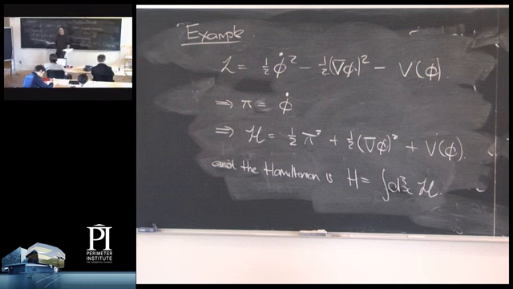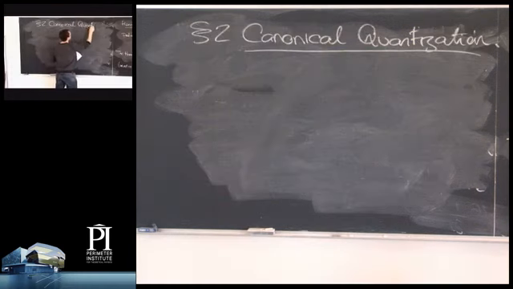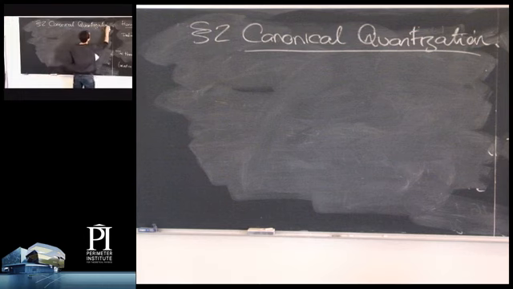So now we're going to turn to quantum field theory. From now on, h bar is equal to 1 instead of 0. Okay, so this is section 2, and it's canonical quantization.